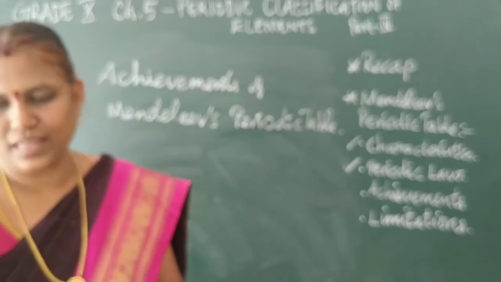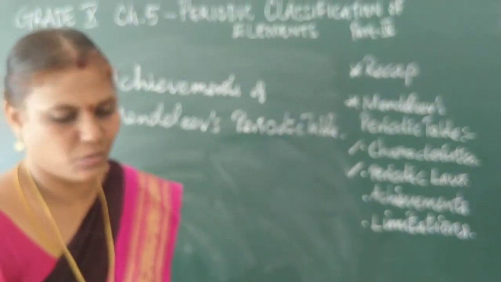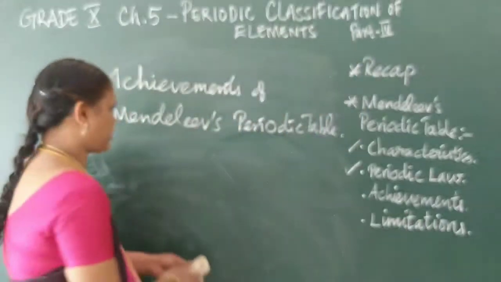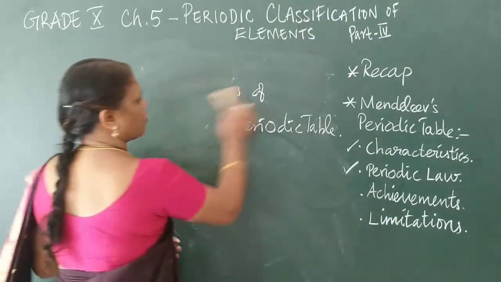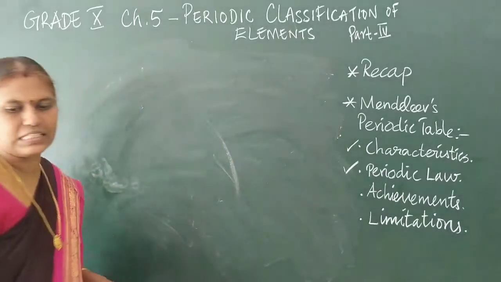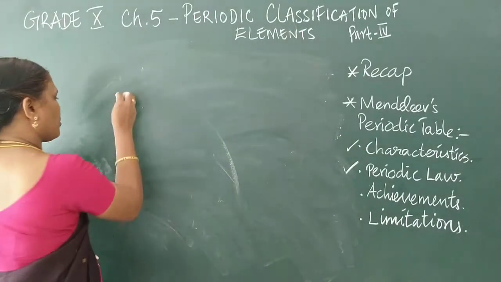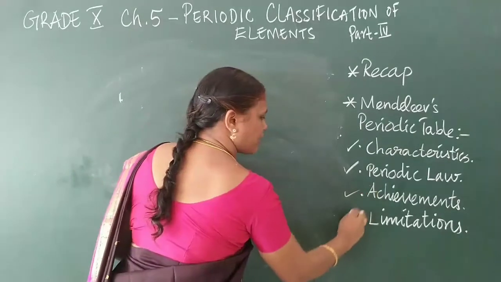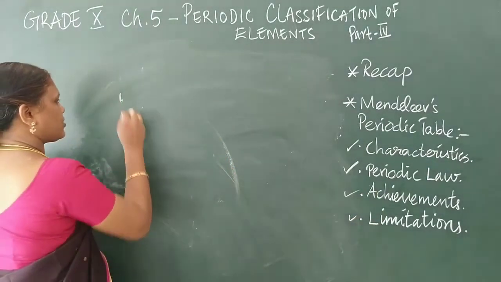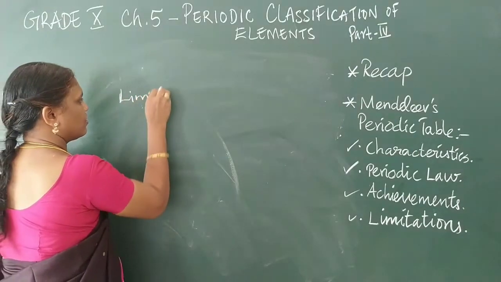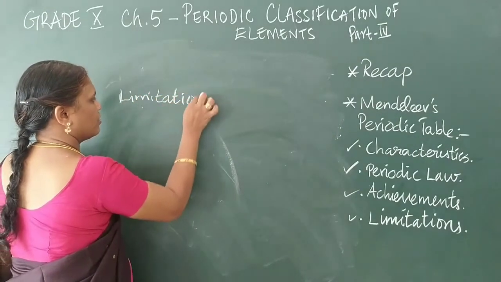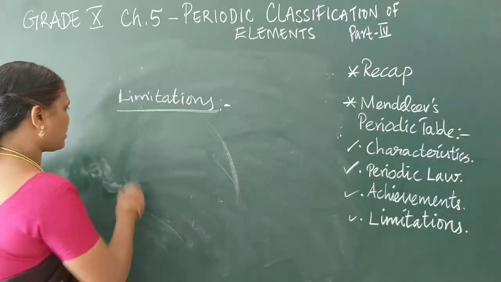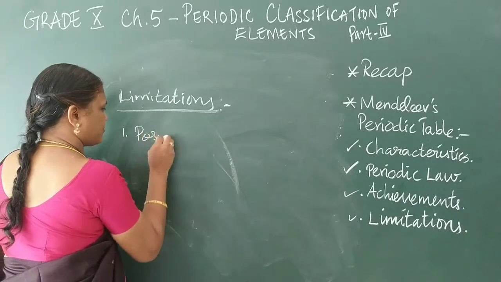Then we come to the last one. What are the disadvantages? Let us see what are the disadvantages. Demerits means what? Achievements we have seen. The next one is limitations. What are his limitations? First thing, he cannot give a position to hydrogen.